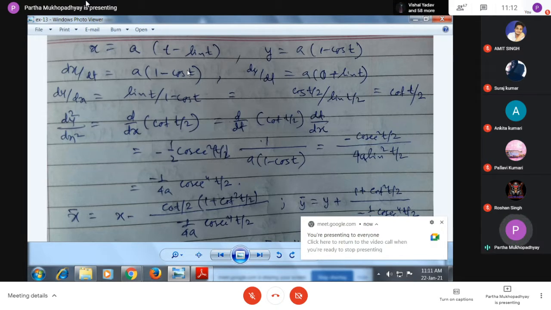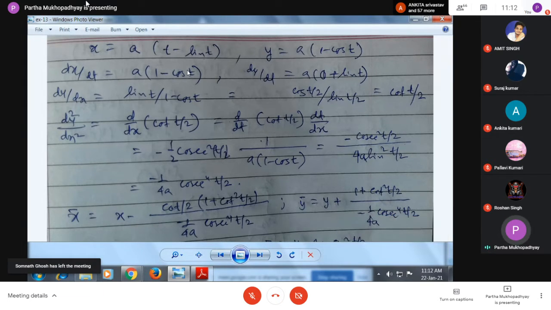We will rather evaluate dx/dt and dy/dt, and from these quantities we can very easily compute dy/dx. What is dy/dx? It should be dy/dt by dx/dt. That will be dy/dx. So let us first calculate dx/dt. That will be a into 1 minus cos t. Okay. Differentiation of t is 1, and differentiation of sin t is cos t.